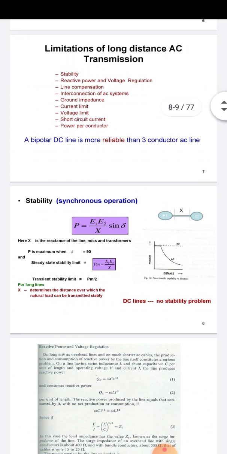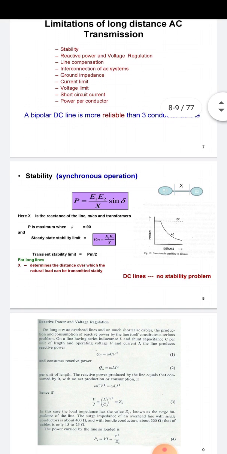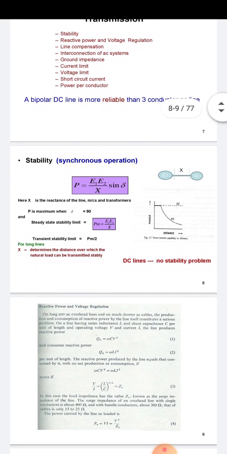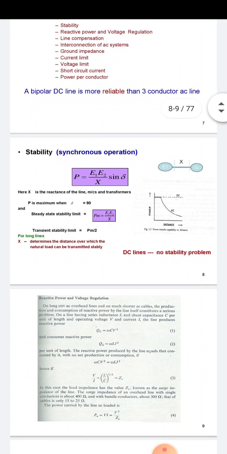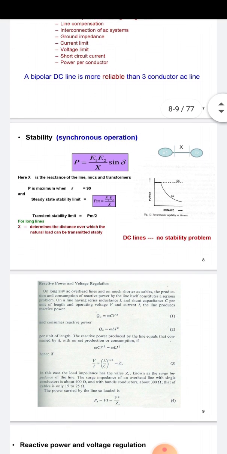So delta is 90 degrees, sine 90 equals 1. So we can get P maximum equal to E1 E2 by X into 1. Finally, 1 into anything gives the same value. So the transient stability limit is P maximum by 2 for long lines. X determines the distance over which the natural load can be transmitted stably.